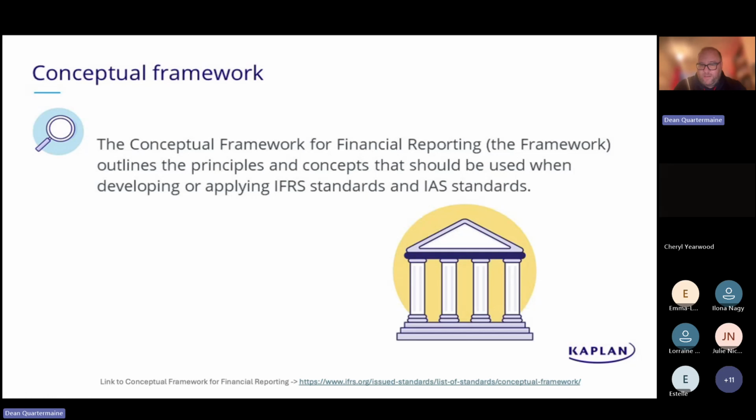So that's just a link to the IFRS website showing you what the conceptual framework says, the full document, warts and all, the whole thing.